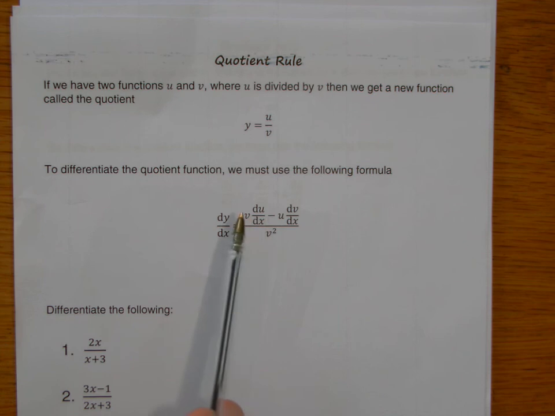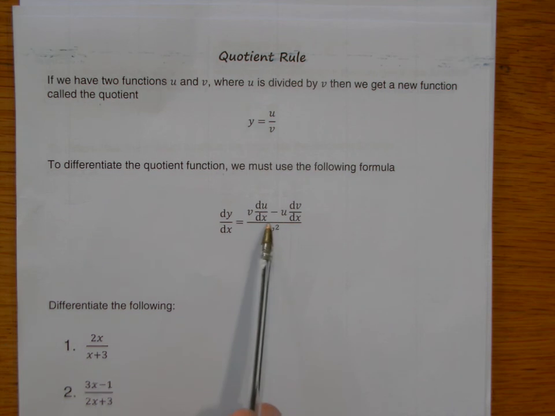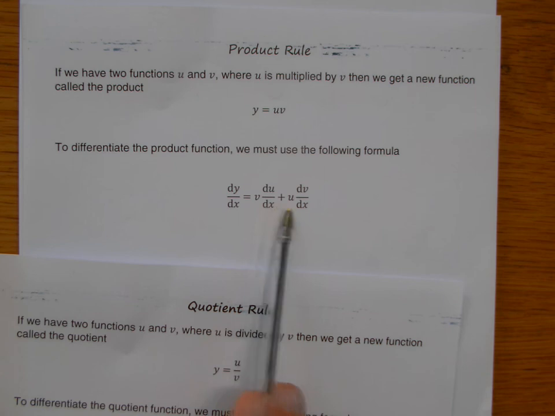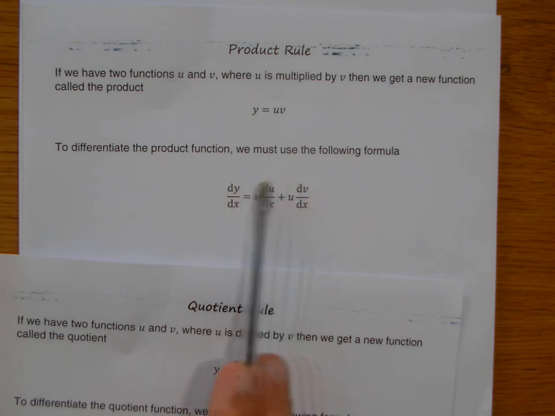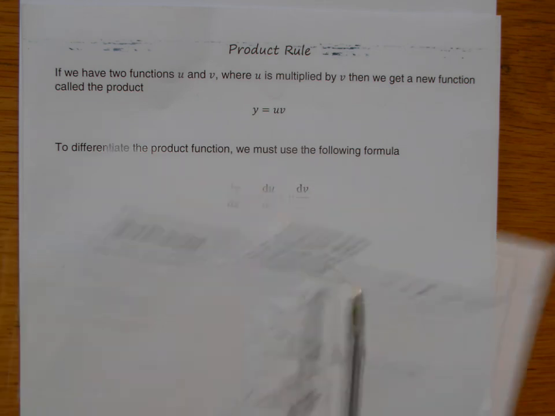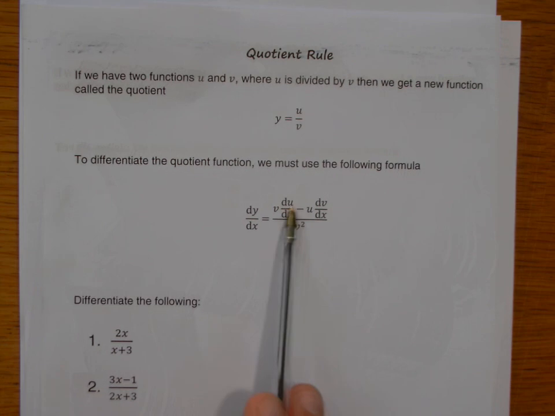If you notice, we've got the v du/dx and u dv/dx, but there's a minus this time instead of a plus, which is what we've got in the product rule. So it's essentially the same as the product rule, but a minus, okay.